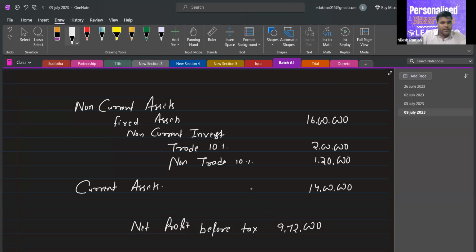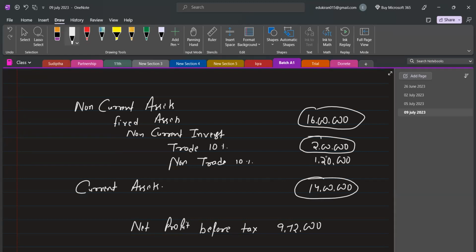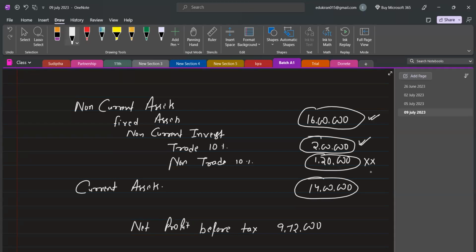Now, in this question, fixed assets is given. Our trade investment will be taken, and current assets will be taken. Yes, sir. And we will not take this 1,20,000. Is there anything else we have to do with this non-trade investment? So should we deduct it?